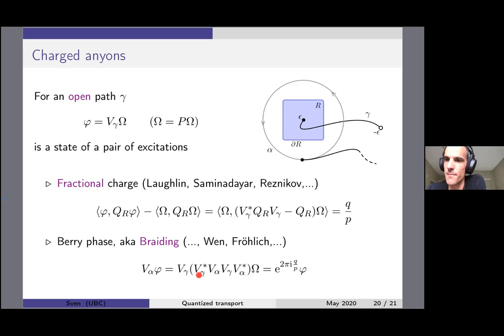These are unitaries. But now if I put the brackets right, I recognize here exactly the product of four unitaries that I presented before. And I know that this is exactly this phase. And I'm left with the phase times V gamma omega, which is the initial state. So by moving one particle around the other, I get a state which is the same as the initial one up to a phase, right?